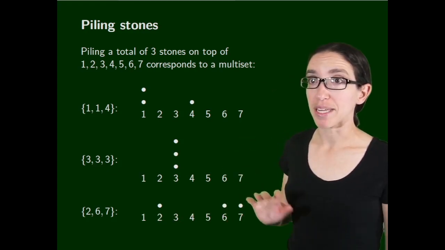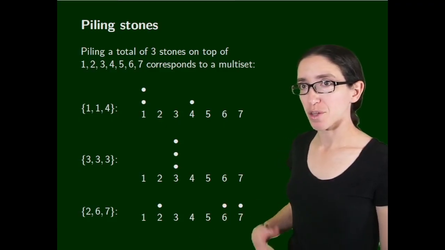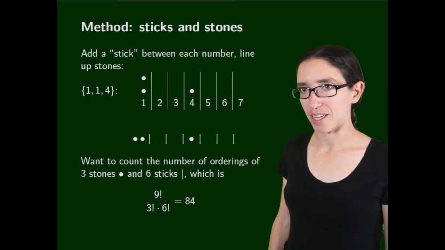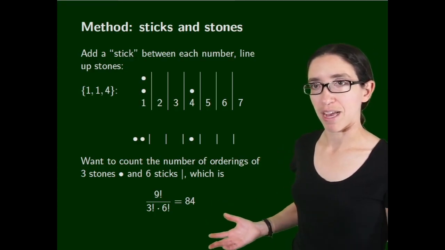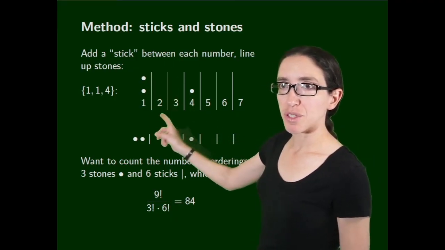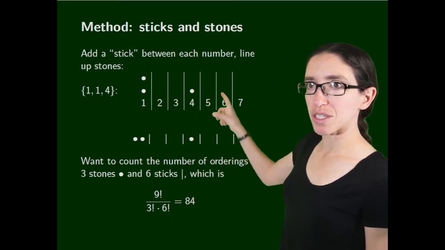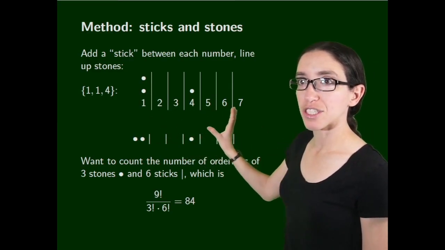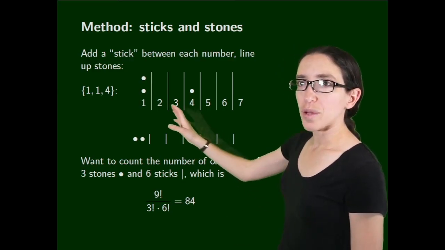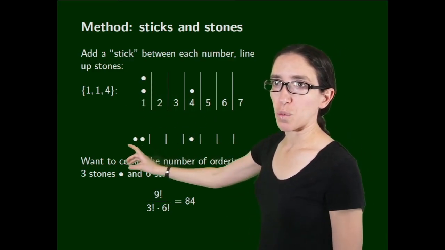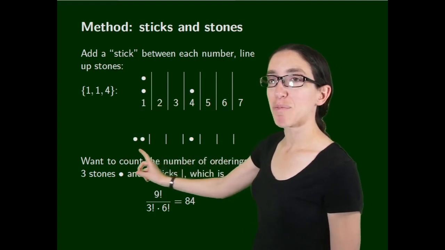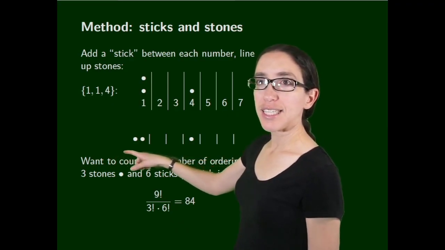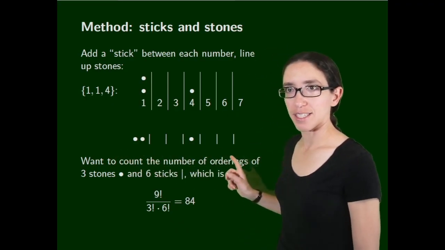This piling stones model makes it a lot easier to count multisets, because there's another way of thinking of piling stones. And this is the sticks and stones method for counting the repeats allowed, order doesn't matter choices. What we do is we add a stick between each of the possibilities that we're choosing from. So if there's 7 different shirts to pick, we add a stick between each shirt, and so there's 6 sticks that we add. Now we can think of a distribution of the stones as a way of putting a certain number of stones in the gaps between the sticks. What this can also be interpreted as, if we lay the stones flat, as a sequence of 3 stones and 6 sticks in some order.